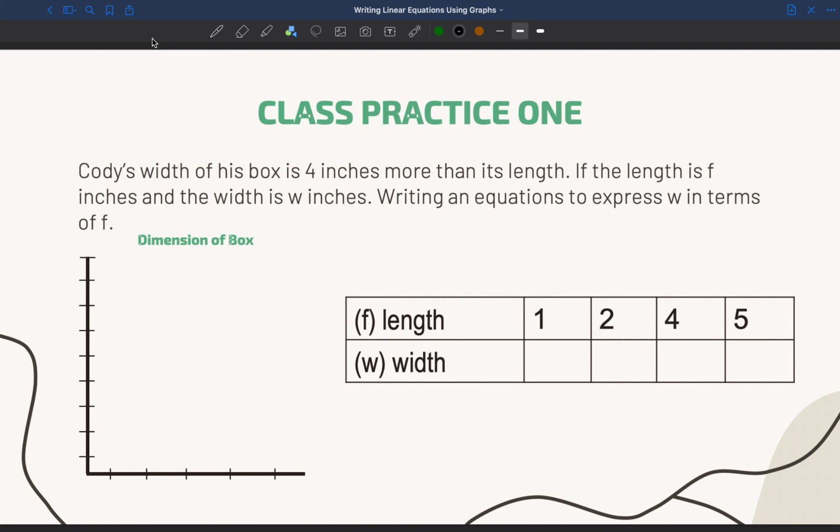Looking at class practice 1, it says Cody's width of his box is 4 inches more than its length. If the length is f inches and the width is w inches, write an equation to represent w in terms of f. So first we're going to highlight all of our key details, and the first one we're going to highlight is that Cody's width of his box is 4 inches more than the length. So whatever the length is, whatever the width is, it's 4 inches more than the length.